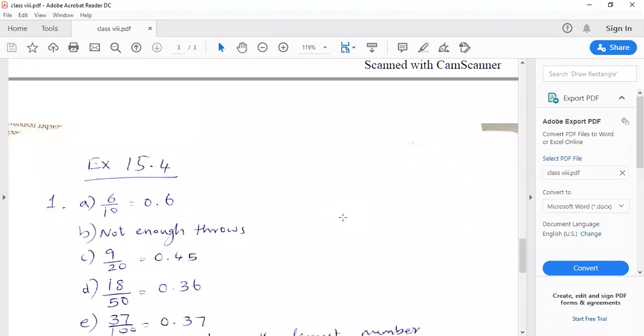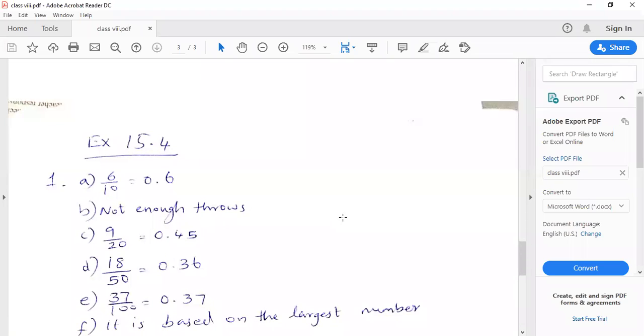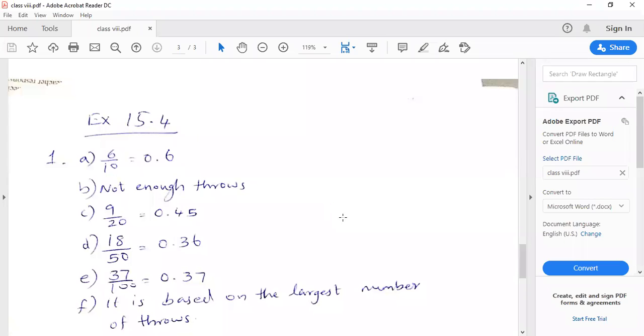Okay, now question number F. Explain why the last estimate of the probability, I mean question number E, of getting a head is the most reliable one. Because it is based on the largest number of throws. Because now it is considering 100 throws.